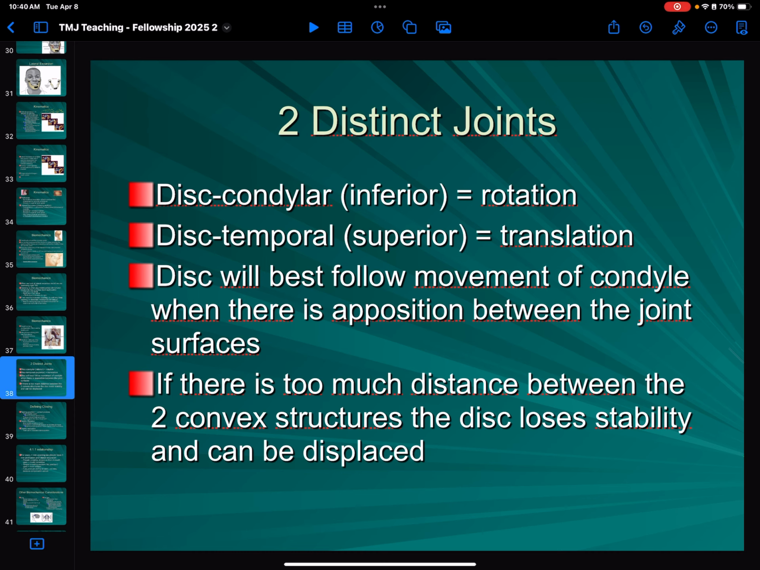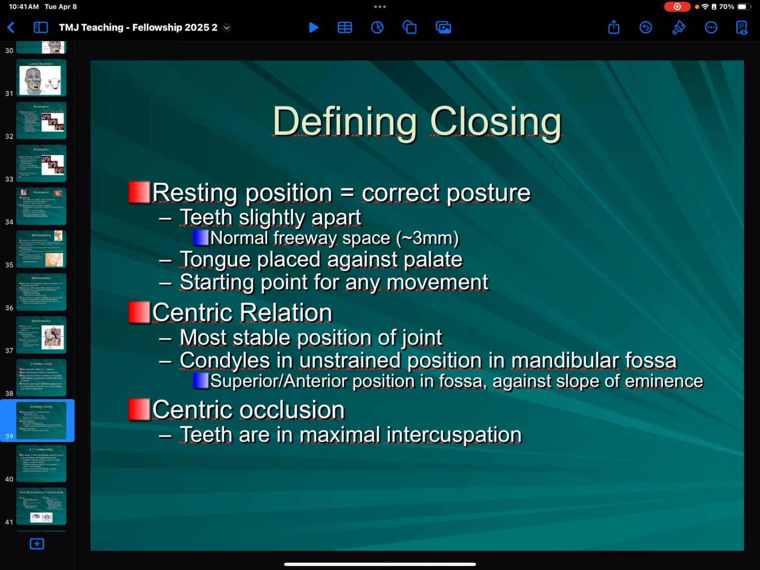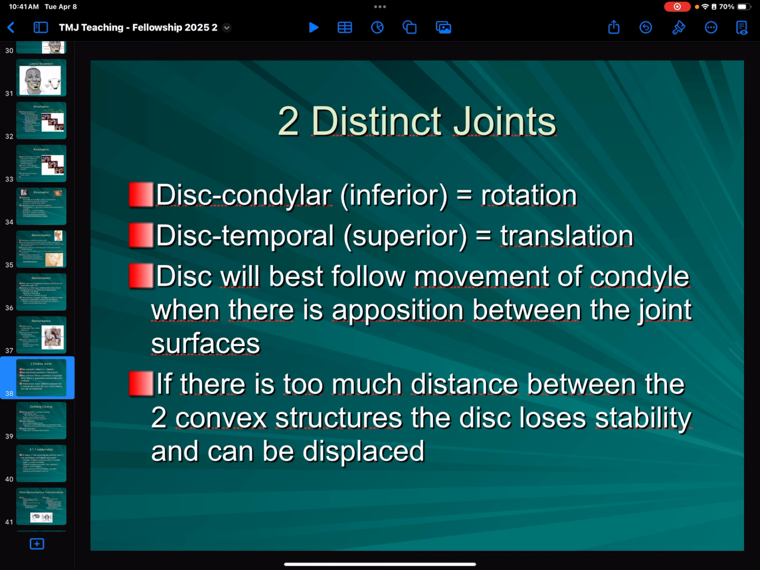They're slippery, but if the disc is there, that disc is going to slide if that rotation doesn't happen first. That rotation, once again, sets that disc in opposition, confirms it. Make sense? Okay. And a lot of times we think, well, we don't want things to go together, right? But in this case, as that disc seats, now together they can slide, not the disc sliding forward in front of it. Okay? If there's too much distance between the two convex structures, the disc loses stability. It can be displaced. Clear?